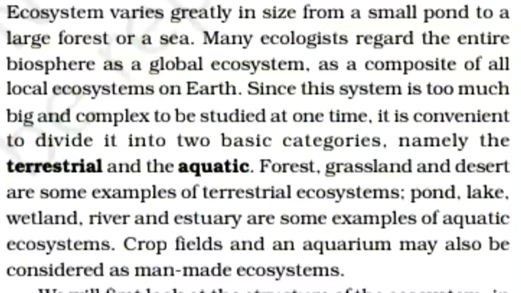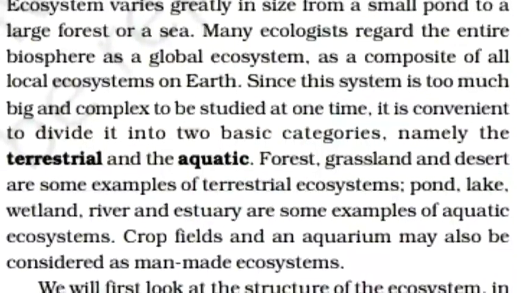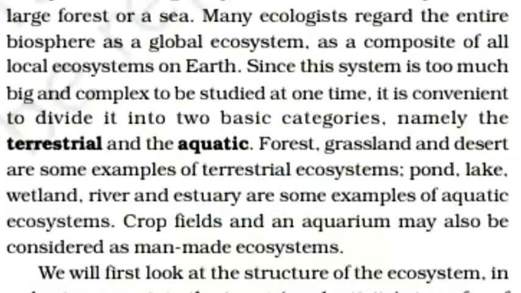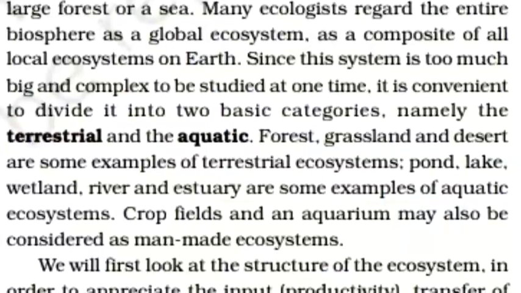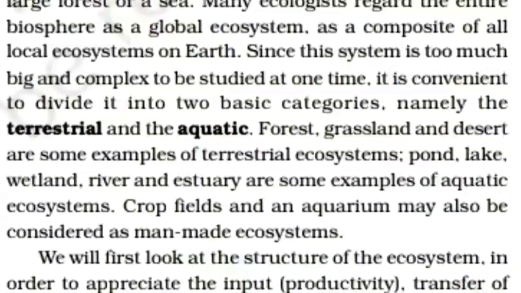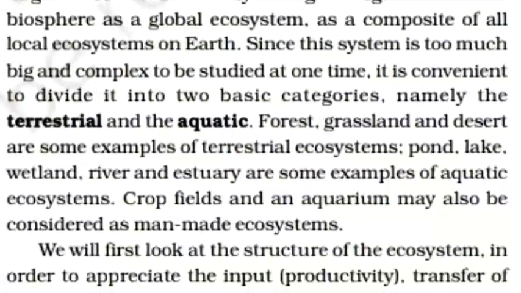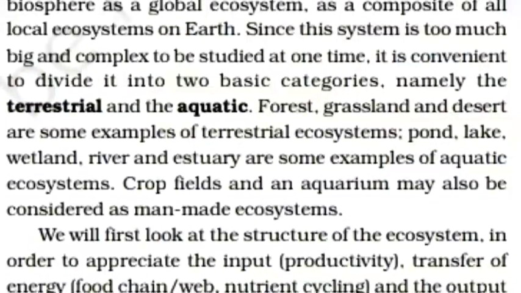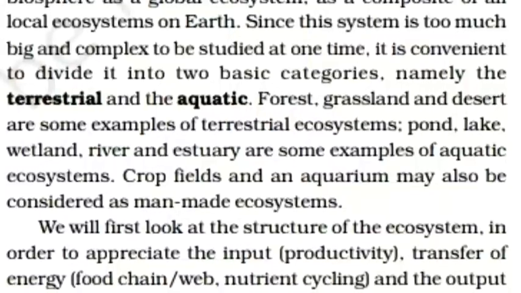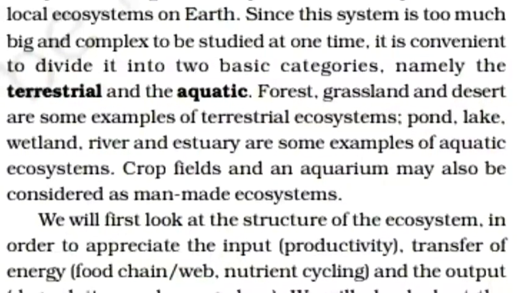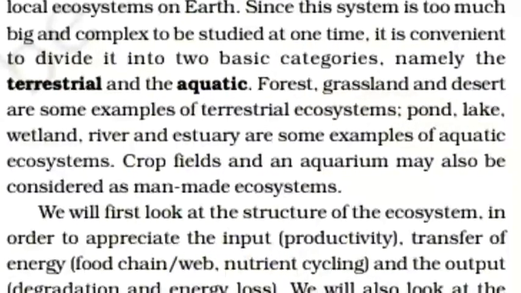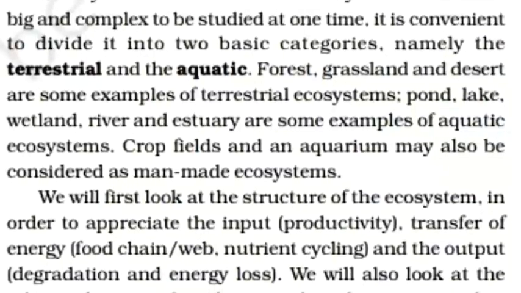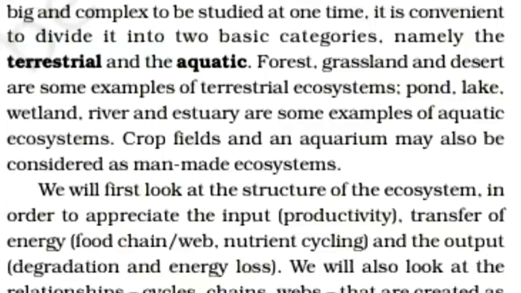Since this system is too big and complex to be studied at one time, it is convenient to divide it into two basic categories, namely terrestrial and aquatic. Forest, grassland and desert are some examples of terrestrial ecosystems. Ponds, lakes, wetland, river and estuary are some examples of aquatic ecosystems. Crop field and an aquarium may also be considered as man-made ecosystems.